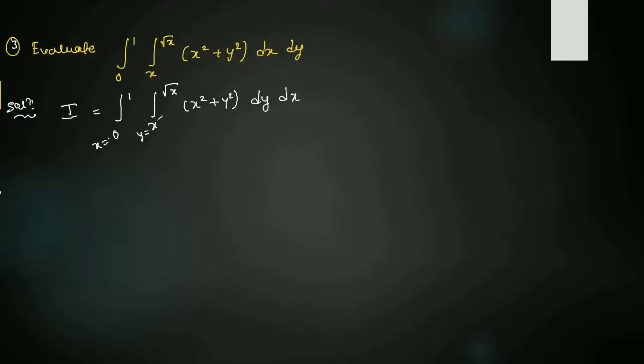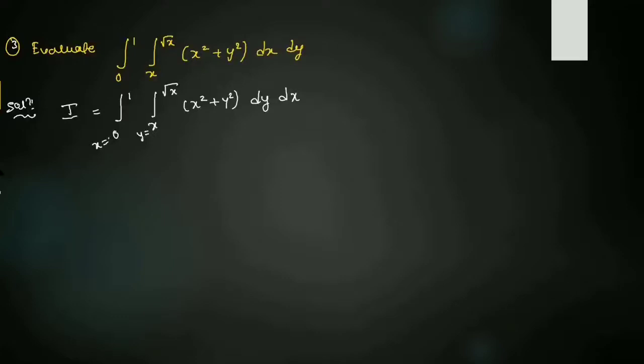These are the x limits, so this is the y variable and the remaining is the x variable. So x is 0 to 1. In the problem, it is given dx dy. But because of this integral, we have to change it to dy dx. So we have to integrate first with respect to y, then with respect to x. Whenever you integrate with respect to y, treat x as a constant.